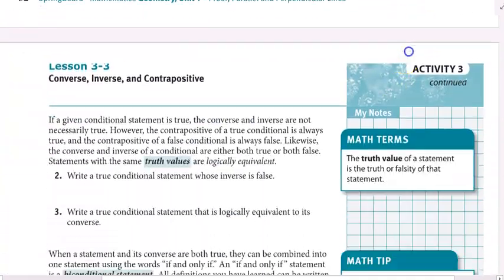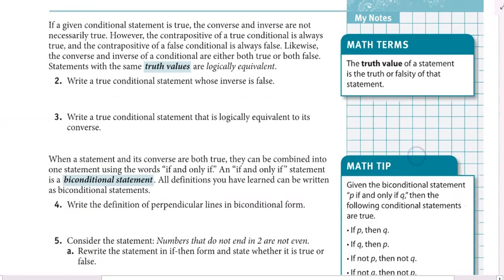All right, continuing on. A given conditional statement is true, the converse and inverse are not necessarily true. However, the contrapositive of a true conditional is always true, and the contrapositive of a false conditional statement is always false. Likewise, the converse and inverse of conditional statements are either both true or both false. Statements with the same truth values are considered logically equivalent.